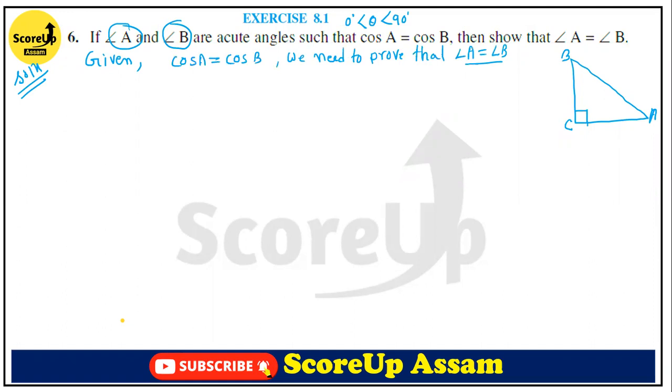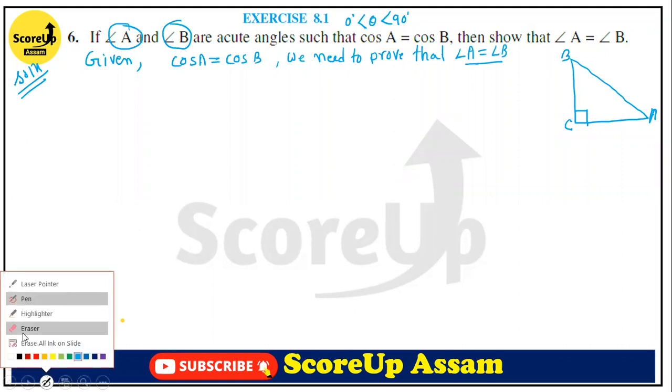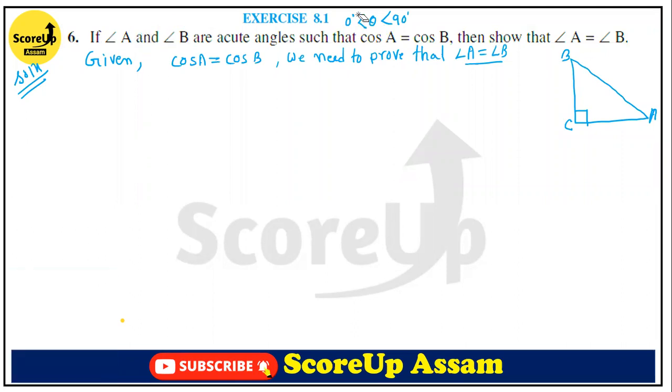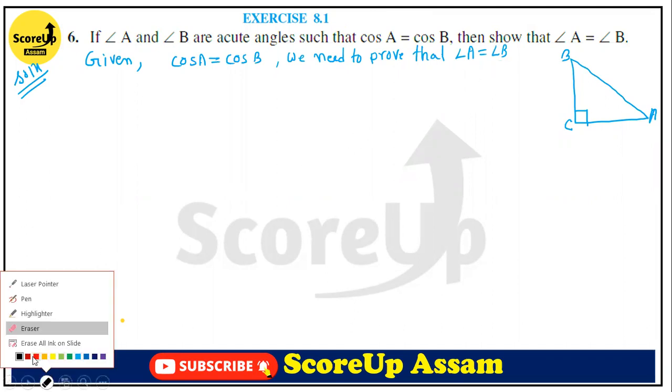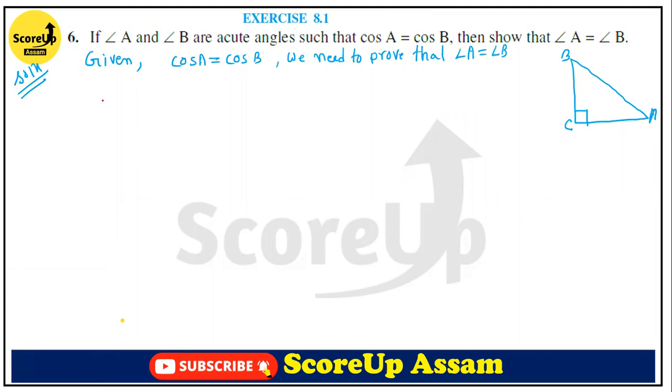Angle A is equal to angle B means what? This AC is equal to BC, right? That means ultimately we have to prove that triangle ABC is an isosceles right angle triangle. So here cos A means what?